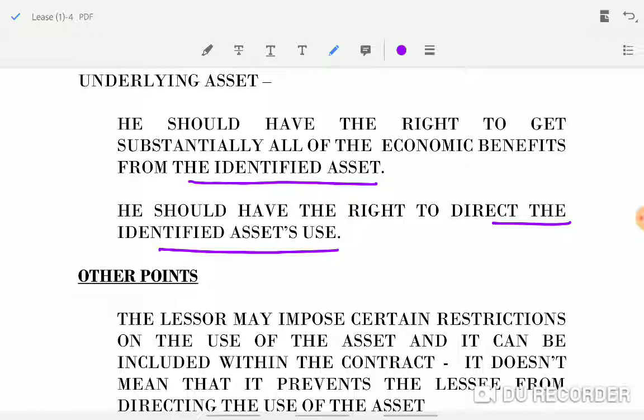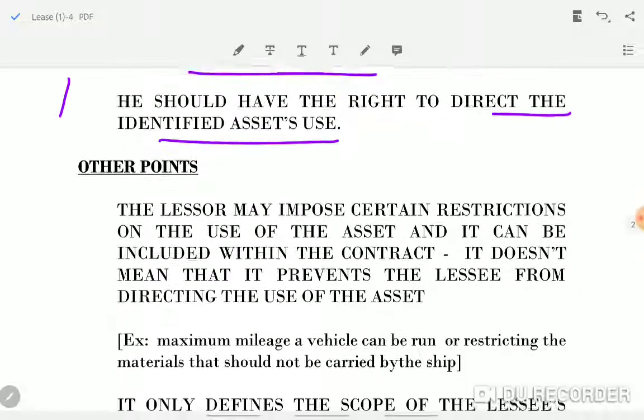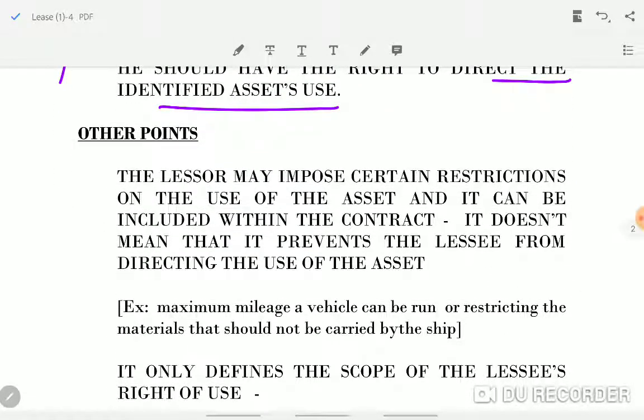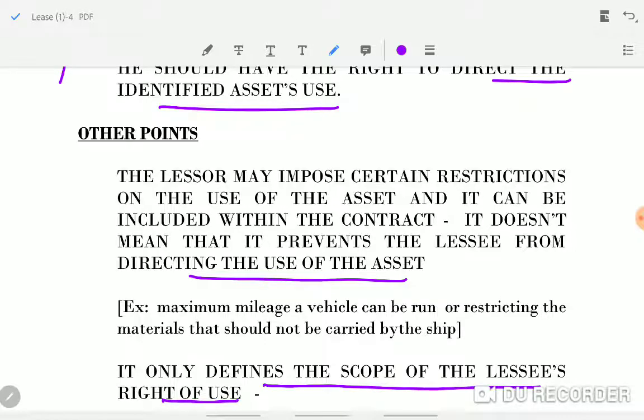Okay, and not only that, there are some more points given in IFRS 16. When there is a lease contract, the lessor may impose certain restrictions on the use of the identified asset in the lease contract, and these restrictions will also be included in the lease contract. Just because a lessor is imposing certain restrictions, it doesn't mean that it prevents a lessee from directing the use of the asset. Even though there are restrictions, still lessee will have a right to direct the use of the asset. These restrictions only define the scope of the lessee's right of use.